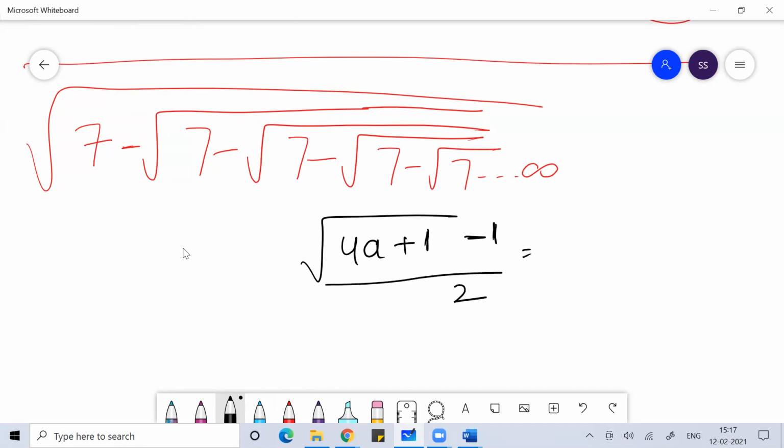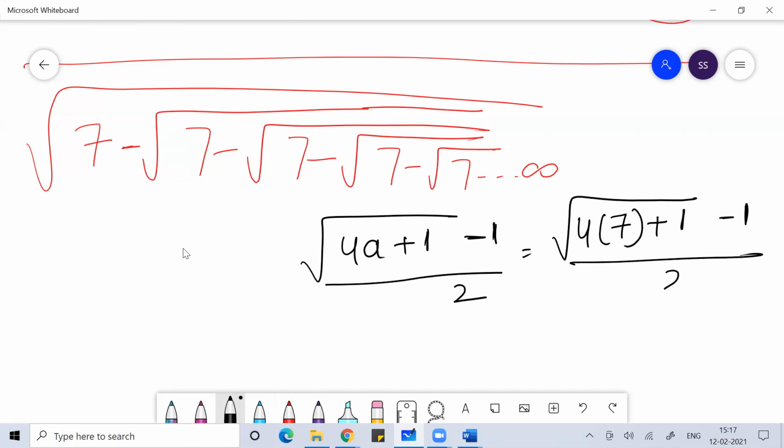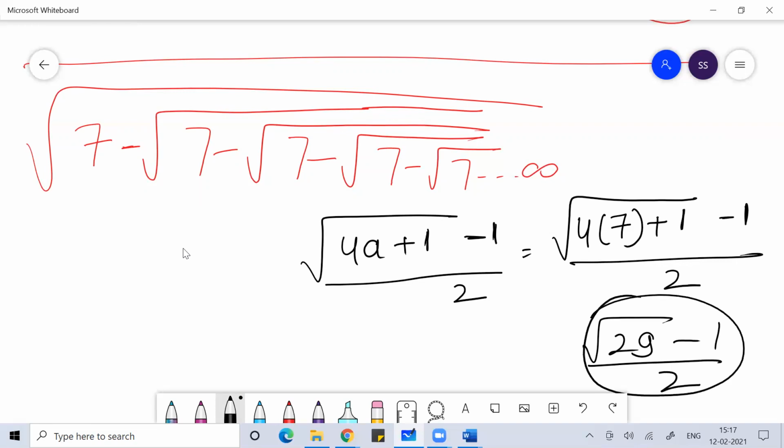What is 4? 4 is something with a. What is a? A is what is there under the root. So 4 into 7 plus 1. Here it is minus 1 by 2. So 7 4s are 28. 28 plus 1 is 29. So root of 29 minus 1 by 2. This is your answer. Or you can solve it by the traditional method using a quadratic equation. You will get this answer only. So anyway, if you can remember this formula, well and good. If you can't remember, you can also do it by the usual quadratic equation logic. You will get the same answer.